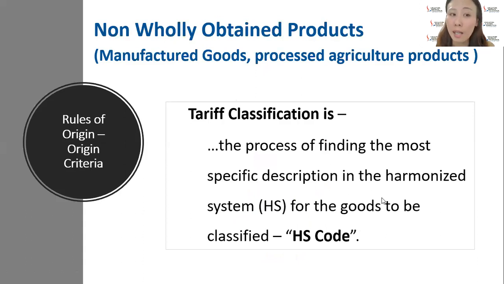So now we talk about tariff classification. Tariff classification is the process of finding the most specific description in the harmonized system for the goods to be classified, the HS code. So in short, it's the process to determine the correct HS code for the goods.